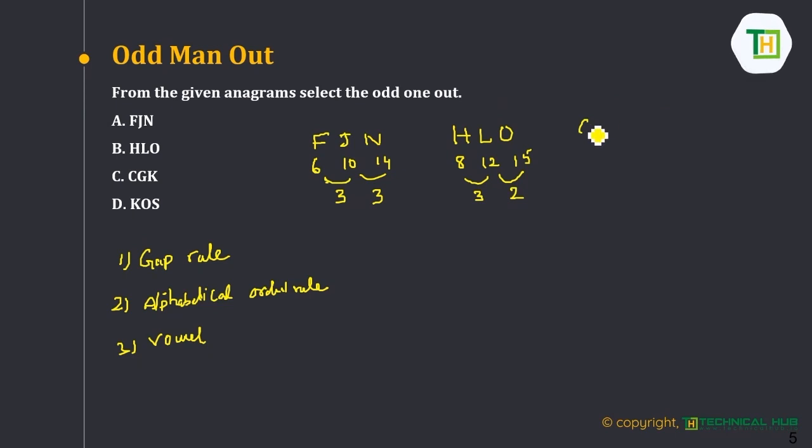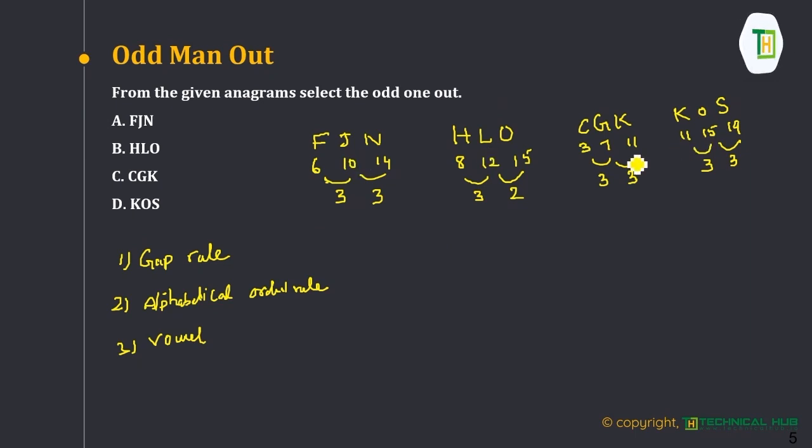Coming to CGK. C means, with respect to numbers, 3, 7, 11. The gap between is 3. Last one, KOS. K means 11, 15, 19. The gap is 3. So if you observe the gap rule, options A, C, D are following the same pattern, meaning the difference is the same. The second one is completely different from the remaining options. So option B is the correct answer.